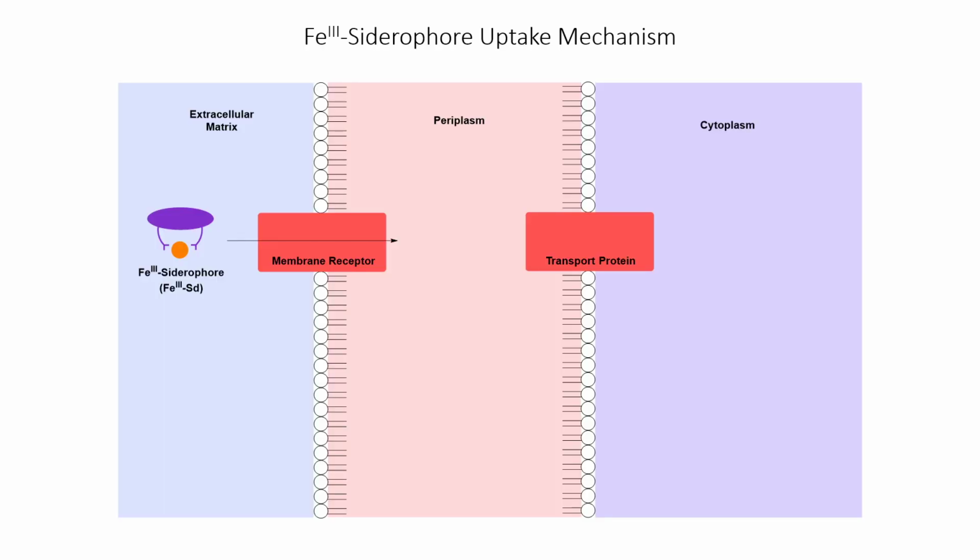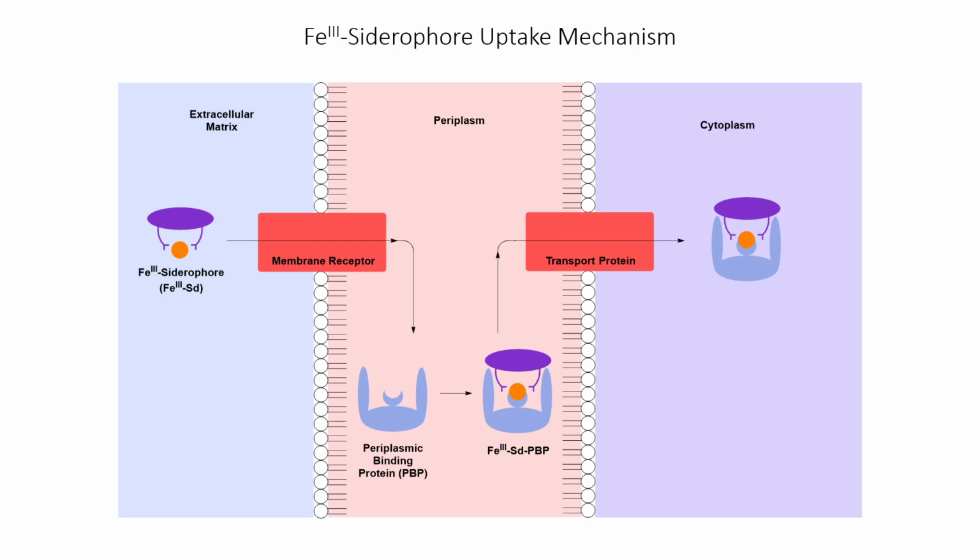These siderophores are secreted outside the bacterial cells, and once having bound iron, they can be transported into the periplasm of the cell through receptors on the surface. Within the periplasm, the iron siderophore complex can then bind to a periplasmic binding protein, which is then taken up into the cytoplasm of the cell through a transport protein in the membrane, where the iron can then be released.